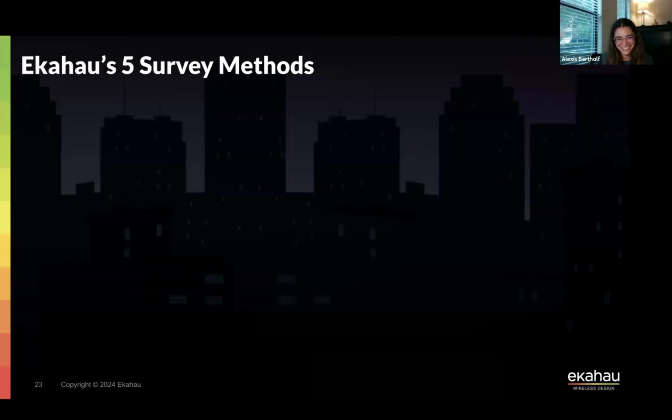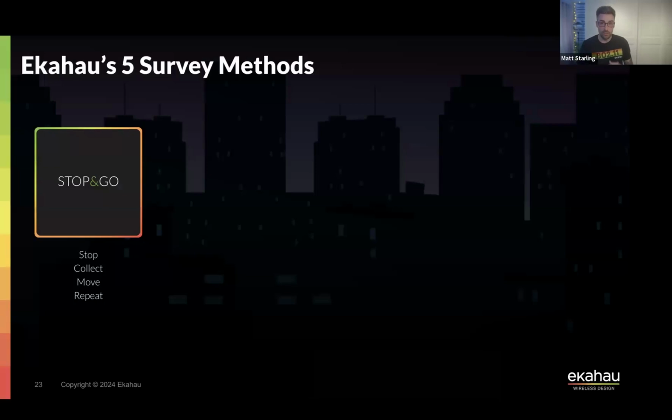At Ekahau, we have multiple different survey methods of ways that you can collect survey data using our application. So first of all, a very traditional method that a lot of people, if you've ever performed a Wi-Fi survey, will be comfortable with and have used in the past, what we call stop and go. What stop and go does is effectively, once you've got your Sidekick 2 connected to your device, you can use your laptop, your iOS device, your Android device, you name it.